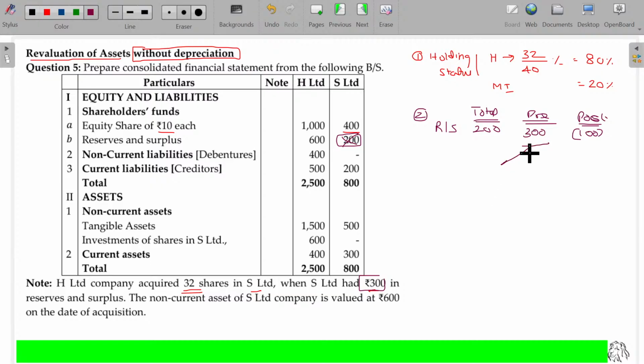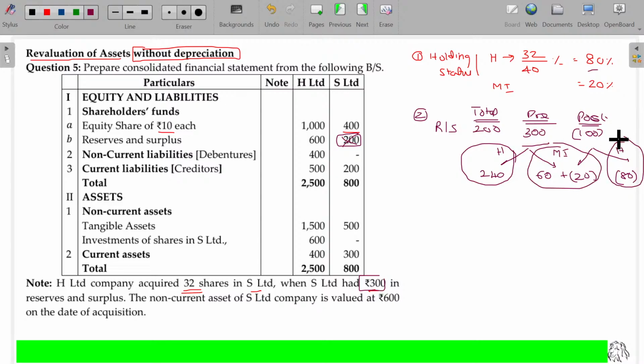Any pre-acquisition profit that remains the same should be shared between the holding company and minority interest. 80% for the holding company. Out of 300, 240 for the holding company, 20%, 60, for minority interest. Similarly, out of 100, 20% for minority interest, 80% for the holding company. This will be capital profit, will be part of net worth. This will be minority interest worth 40 rupees. This will be adjusted in the revenue profit itself. Right.